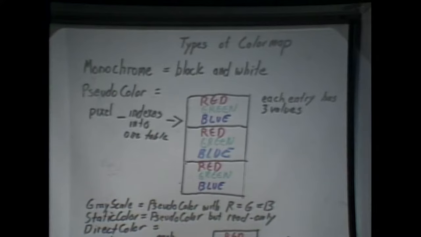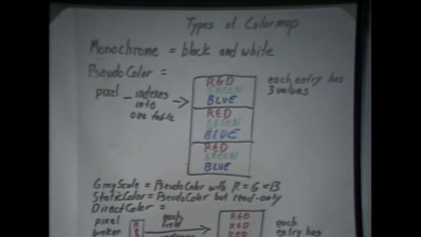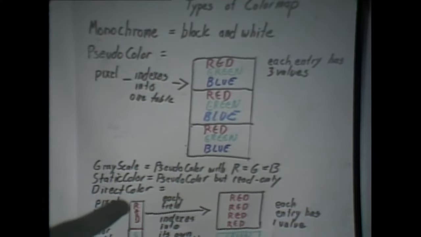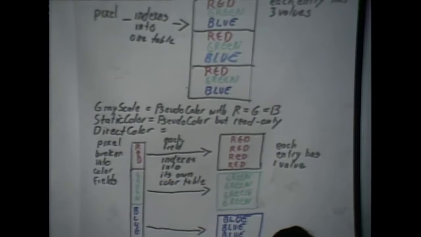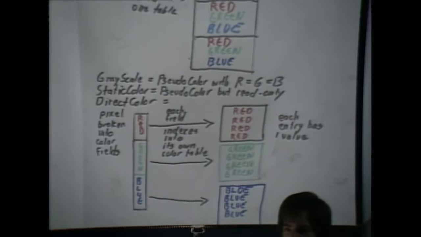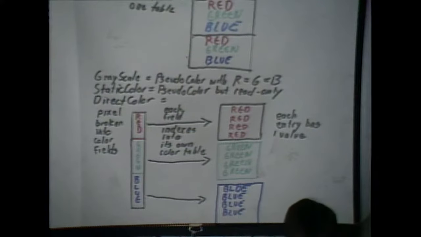In direct color, the pixel is decomposed into three sets of bit fields, which are used to index into three color maps. So here I've got a pixel, and I'm taking the top some bits and indexing into a red color map, and the next some indexing into green, and so on. And there's true color, which is direct color, but it's fixed.